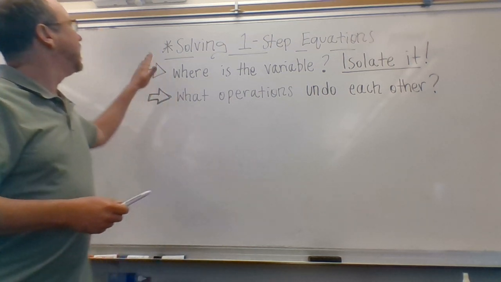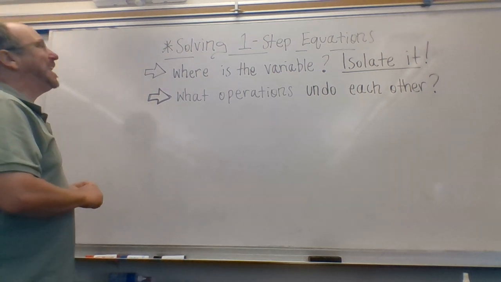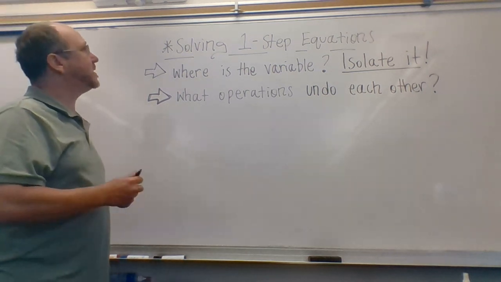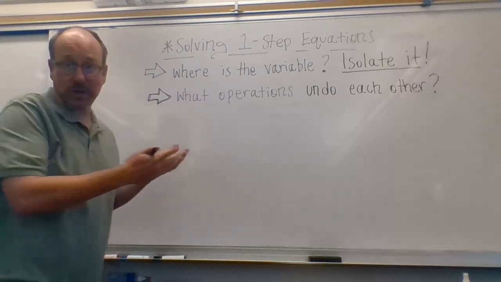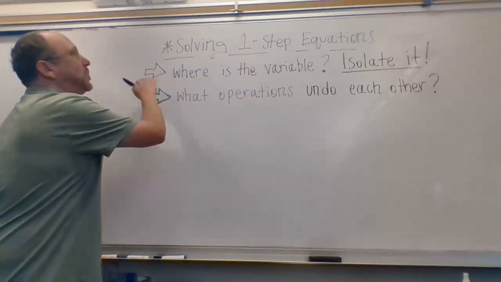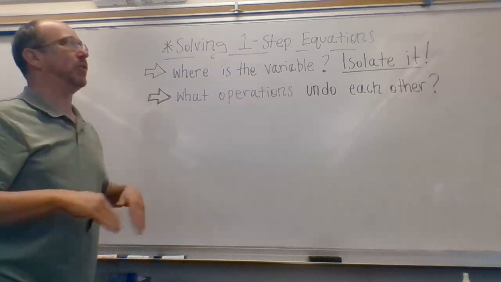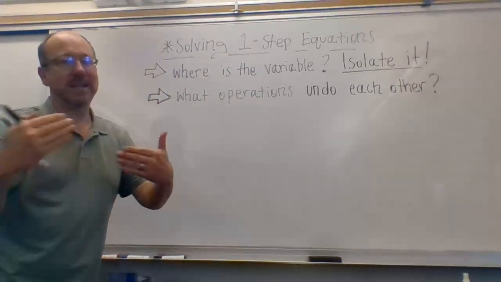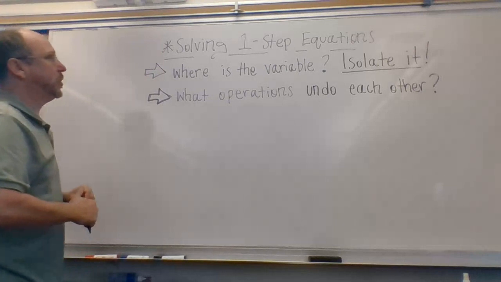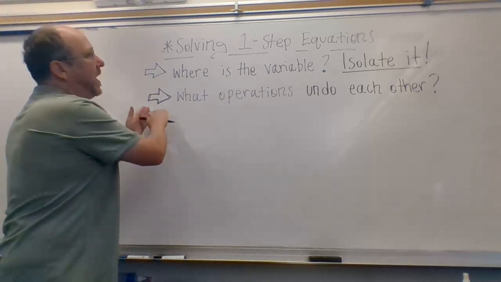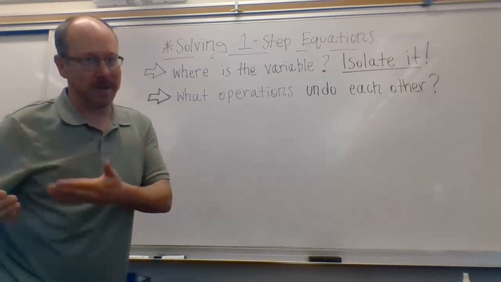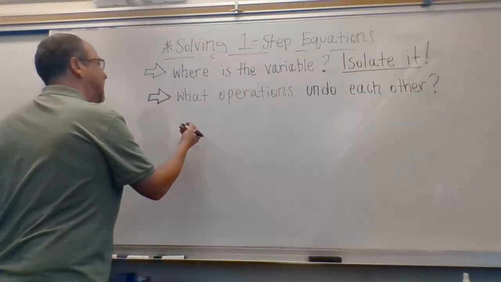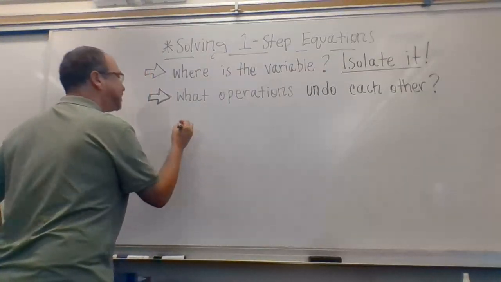We're going to talk about solving one-step equations and a couple things that we're asking ourselves when we look at a one-step equation or any equation we're solving. We're saying, where is the variable? Let's isolate it. Let's solve for the variable. That's what we're doing. The other thing that we're asking ourselves is what operations undo each other, right? So let's look at our first example.